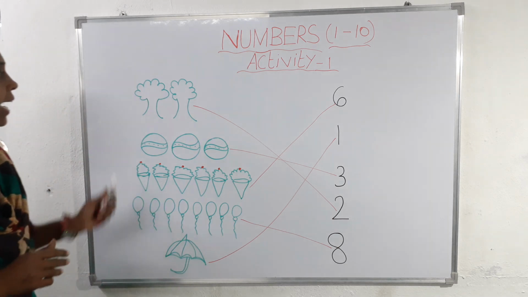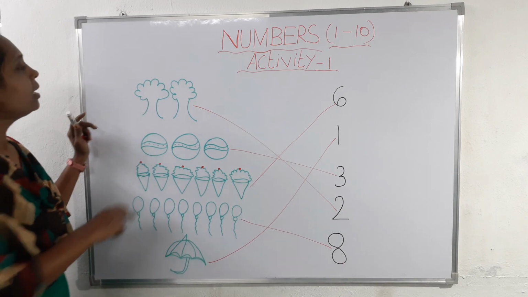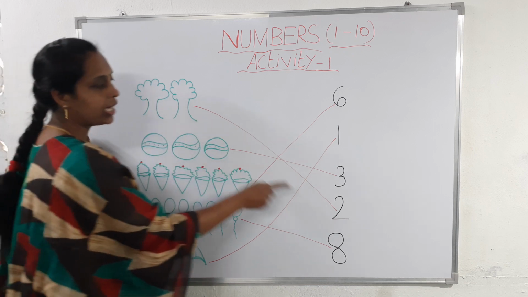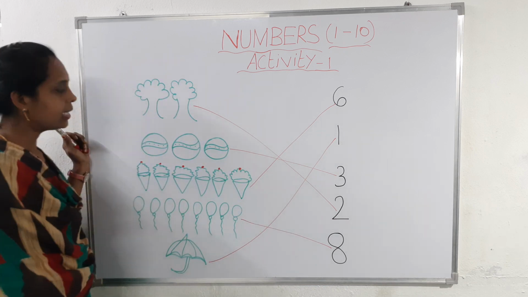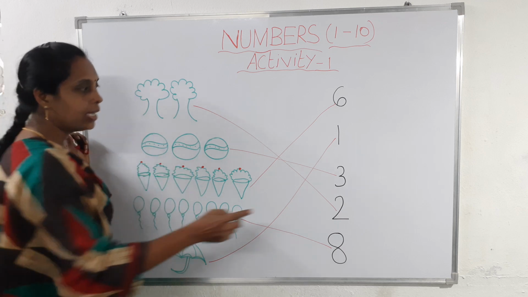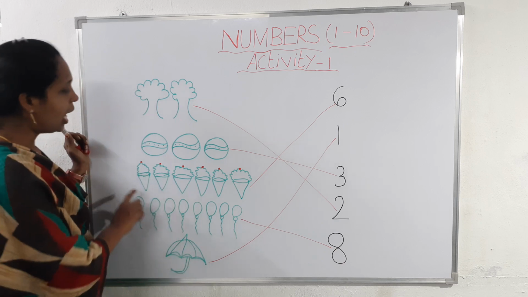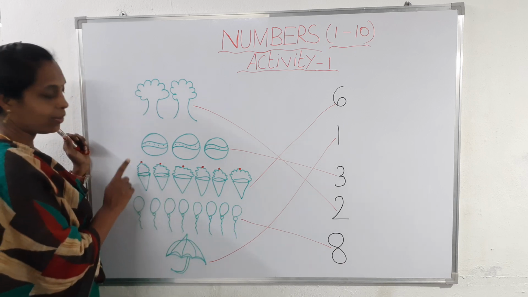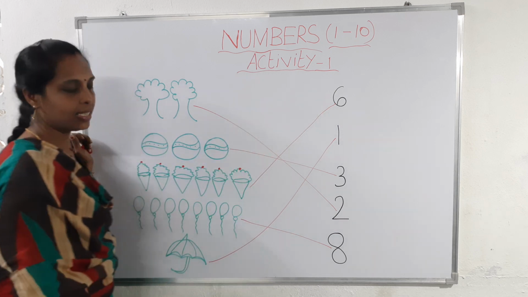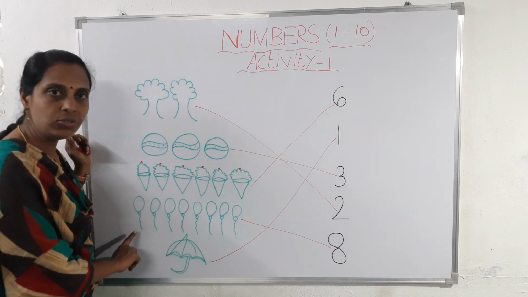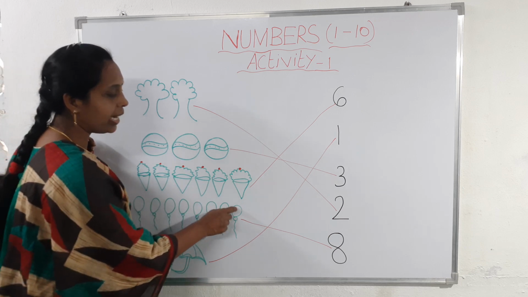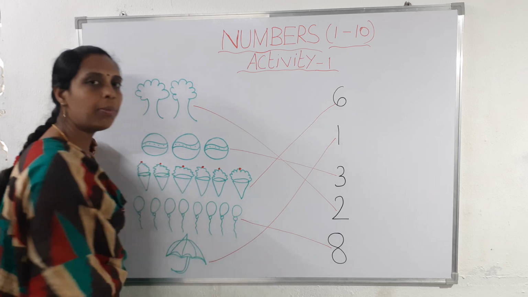Very nice. Again once I will repeat. How many trees? 2 trees. 1, 2. We can do the 2 matching. How many balls? 1, 2, 3. 3 balls. Here number 3. How many ice creams? 6. 1, 2, 3, 4, 5, 6. Number 6. Okay, next, balloons. How many balloons? 1, 2, 3, 4, 5, 6, 7, 8. Very good. This is the number 8.